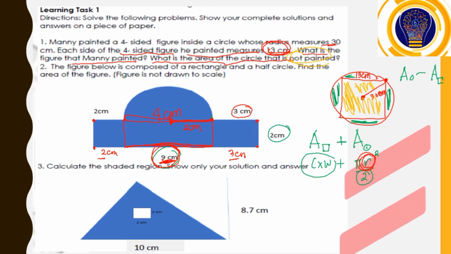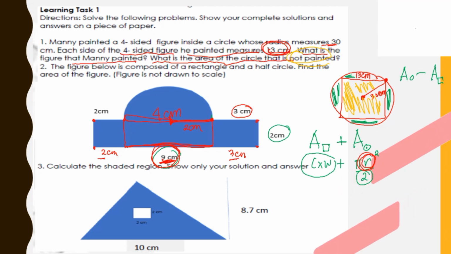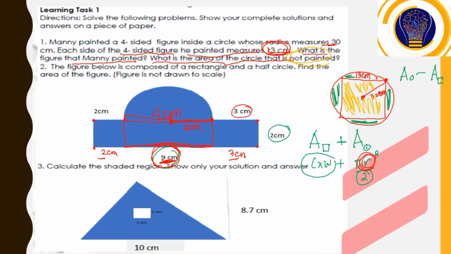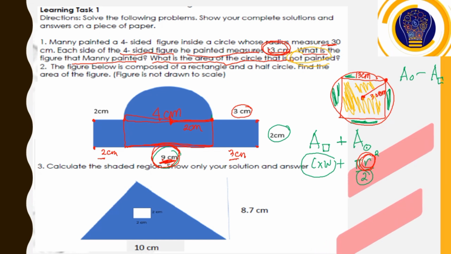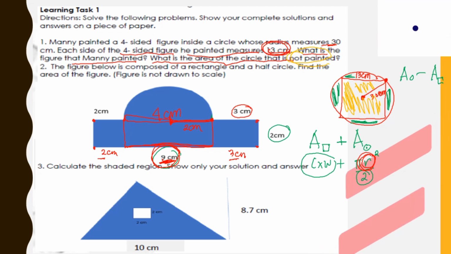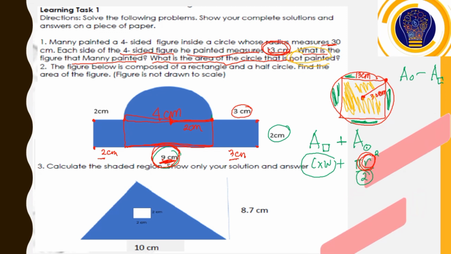Sa loob daw ng circle, nag-drawing daw siya ng square. At yung circle daw, any side of the circle to the center measures 30 centimeters. At yung side daw ng dinrawing niya sa loob, ang measures daw 13 cm. Ngayon ang tinatanong, what is the figure that Manny painted?